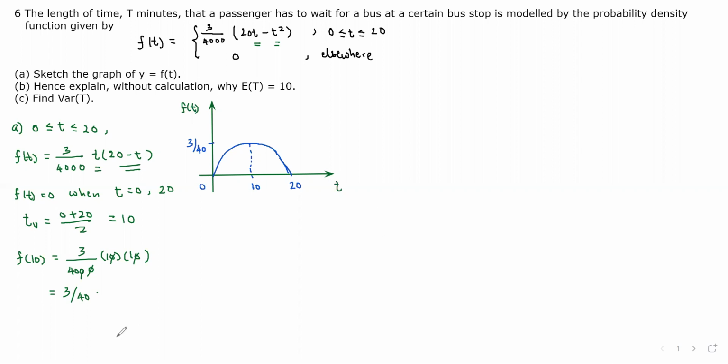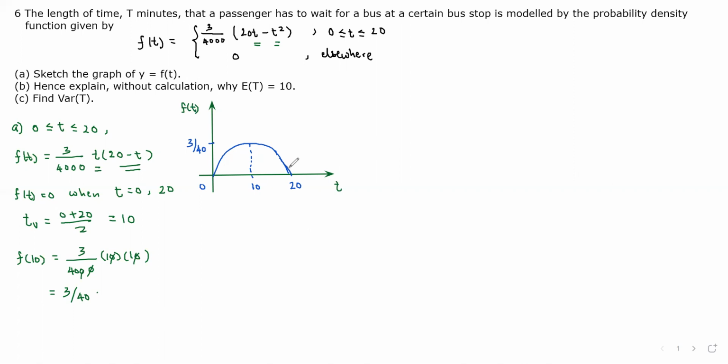It is 0 elsewhere. Part B, hence explain without calculation why the expected value of t is 10. The mean is 10. The graph is perfectly symmetrical at t equals 10. Therefore, the expected value must be 10.